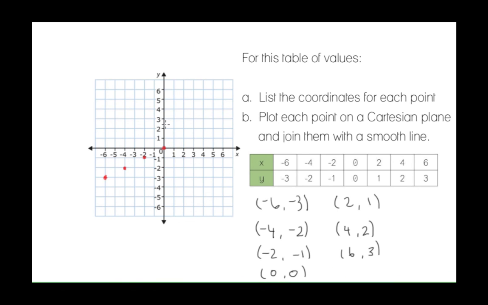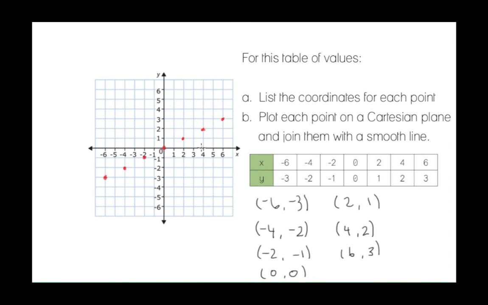Now I want you to pause it. I want you to do the last 3 plotted on your own and then join the dots together, and hopefully you'll get one that looks like mine. Okay, so the last coordinates are 2, 1, 4, 2, and 6, 3.